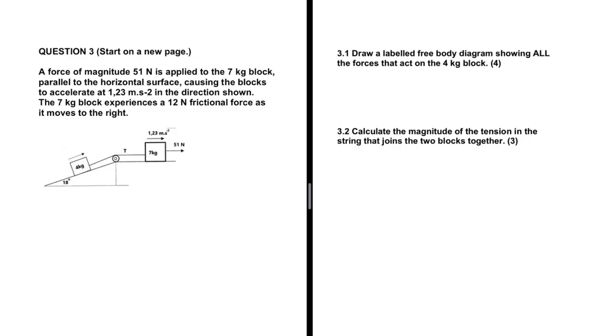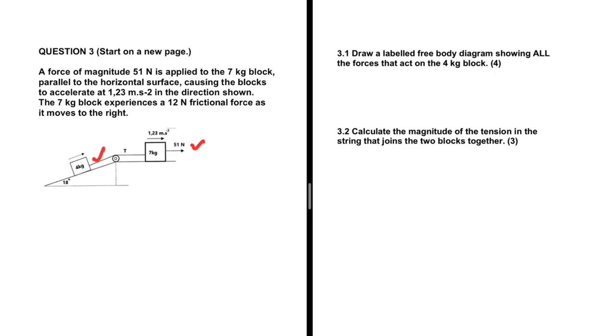Draw a labeled free body diagram showing all the forces acting on the 4 kg block. Let's go through our question statement and see what is going on. So we have a force of 51 newtons that is applied to the 7 kg block parallel to the horizontal surface, as we can clearly see, causing the blocks to accelerate at 1.23 meters per second squared in the direction shown. The 7 kg block experiences a 12 newton frictional force as it moves to the right. So we want a labeled free body diagram of all the forces acting on the 4 kg block.